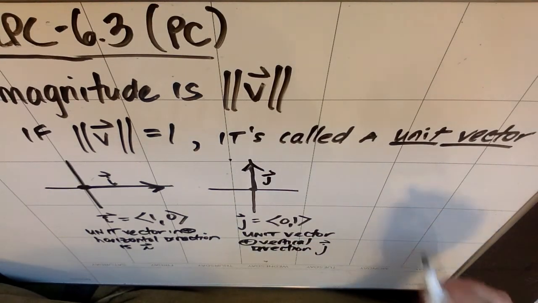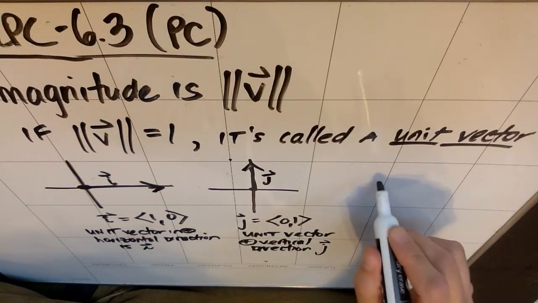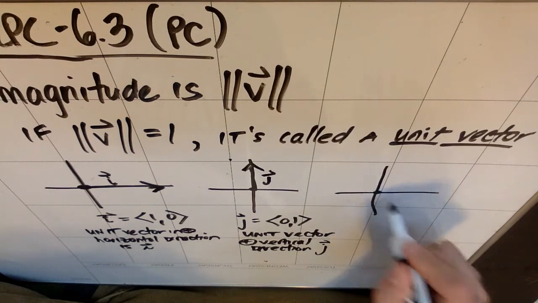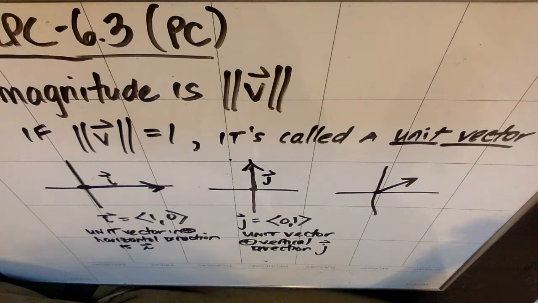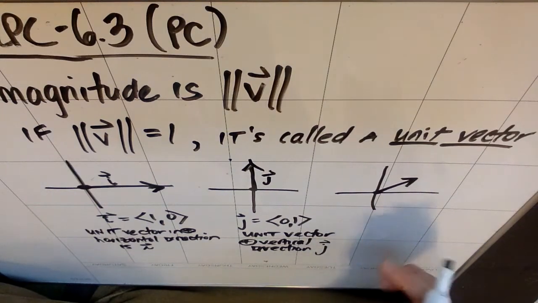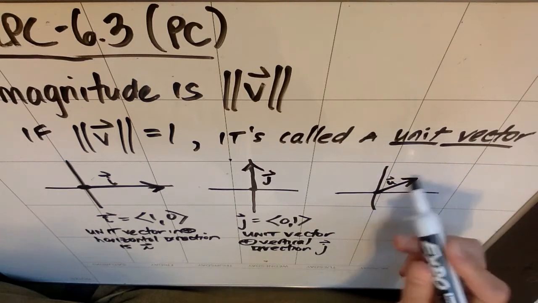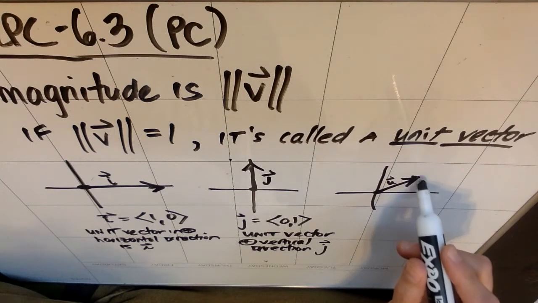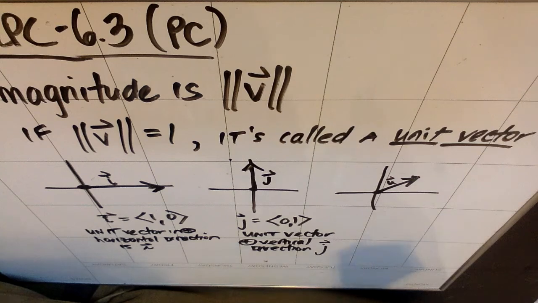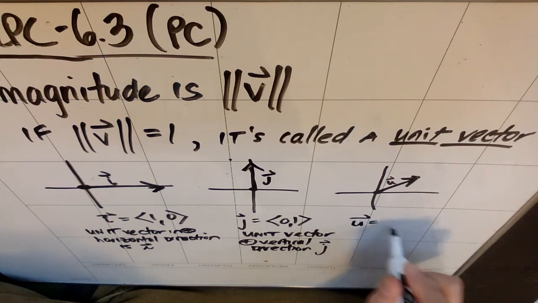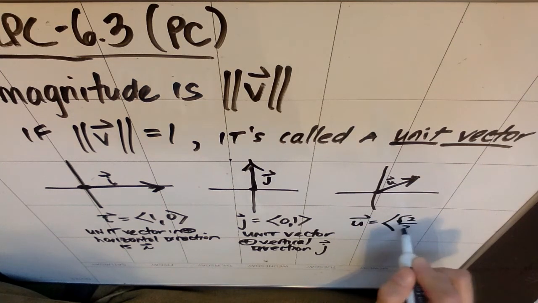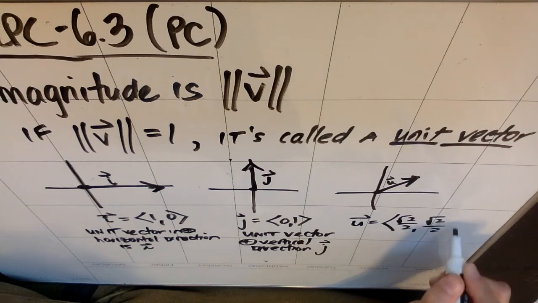But you could have lots of unit vectors, right? You could have a unit vector that goes out at a 45-degree angle. If you did, you weirdly know this from the unit circle. If this radius were 1 unit, you know the coordinates at pi over 4. It's root 2 over 2, root 2 over 2. So this unit vector would actually be root 2 over 2 in the x direction and root 2 over 2 in the y direction, right?